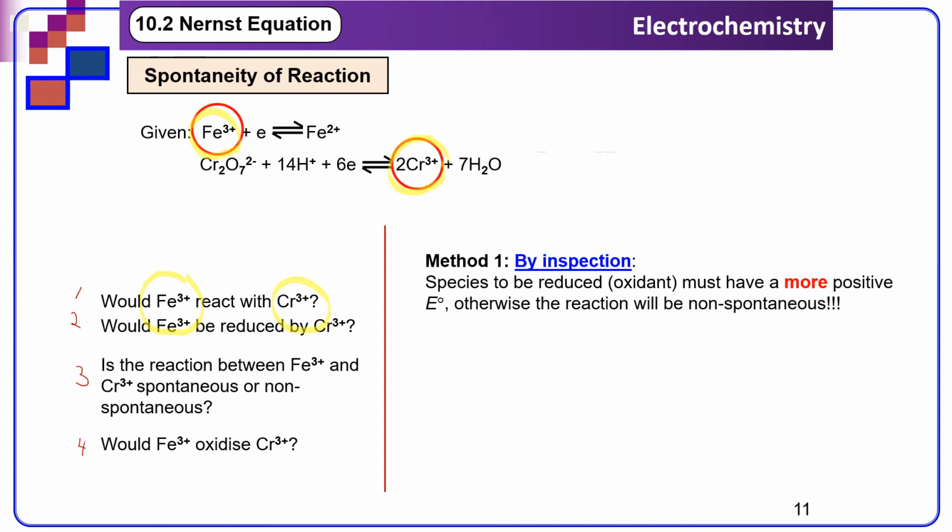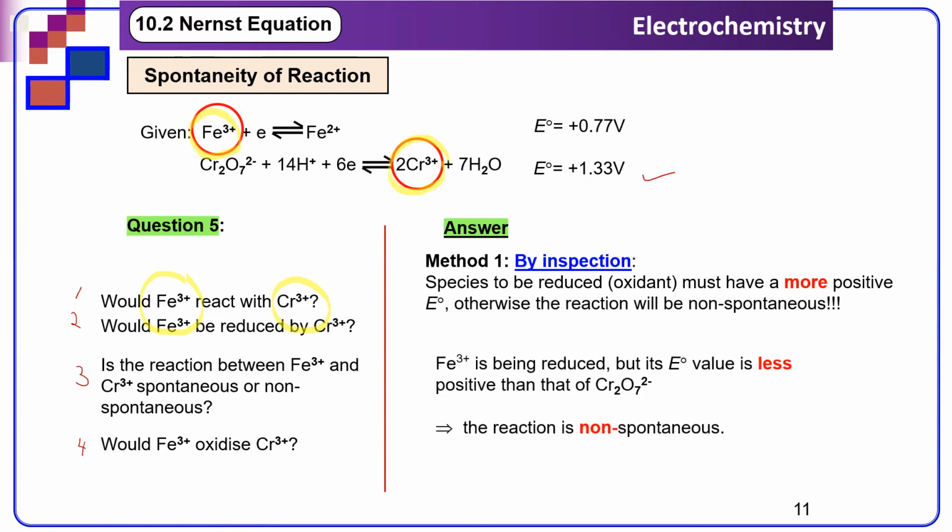Okay, so we have these two. If we look at the E naught for Fe3 plus, it is positive 0.77 volt, while the E naught for dichromate ion is positive 1.33. So which is more positive? The more positive one is the dichromate ion reaction. So here, the species to be reduced, the oxidant, must have the more positive E naught. Meaning the species to be reduced must have a more positive E naught.